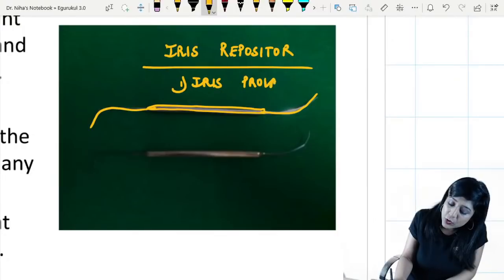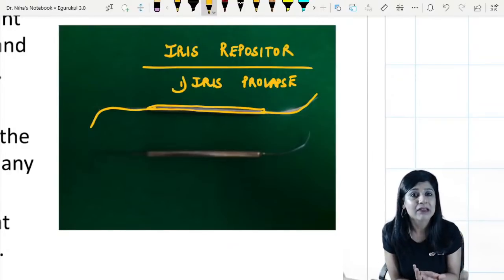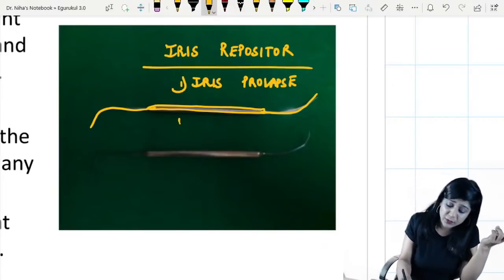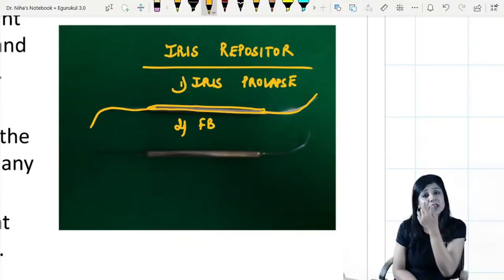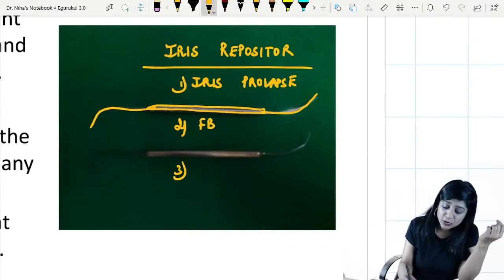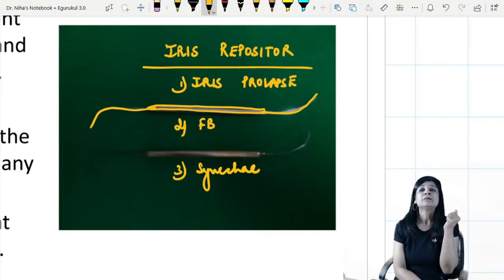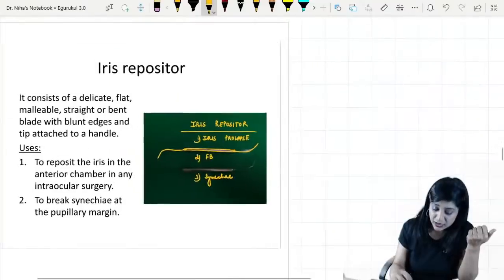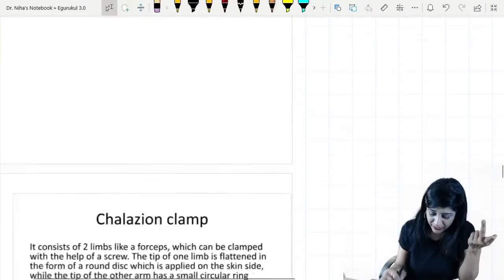Now you already know that one of the complications of cataract surgery can be iris prolapse. So if the iris has prolapsed, you can actually reposit it back. Or if there is any foreign body of the iris, or you want to break the synechiae over the iris, then also we can use this iris repositor. Lens expressor bhi humne padha, punctum dilator was there, squint muscle hooks was there, and this is your iris repositor. Two-way irrigation aspiration cannula, wire vectors you have seen.